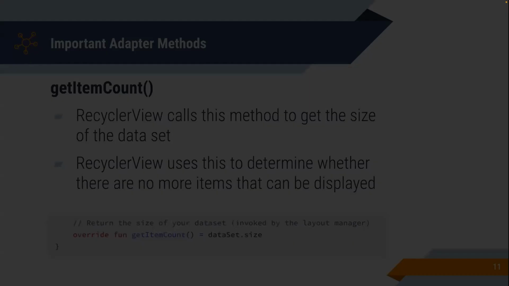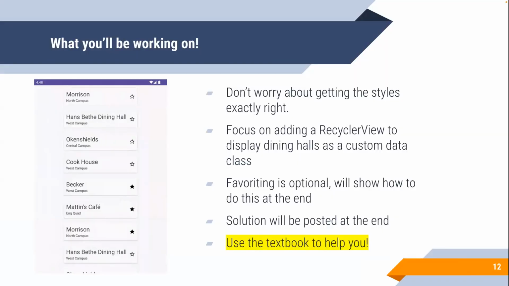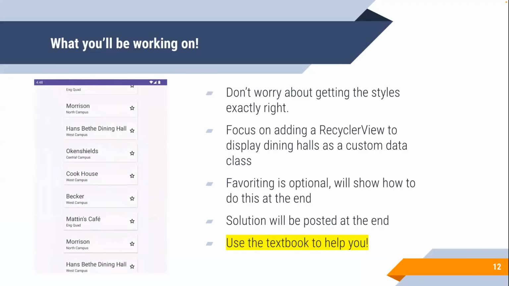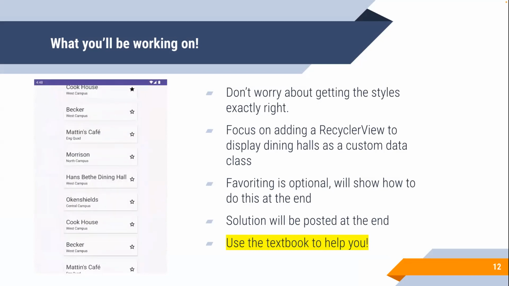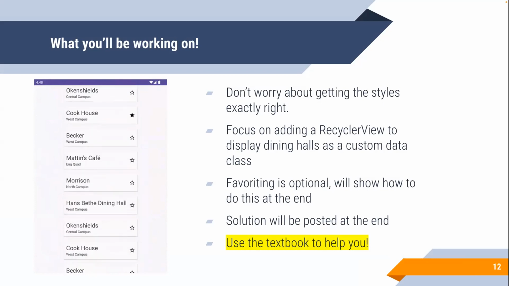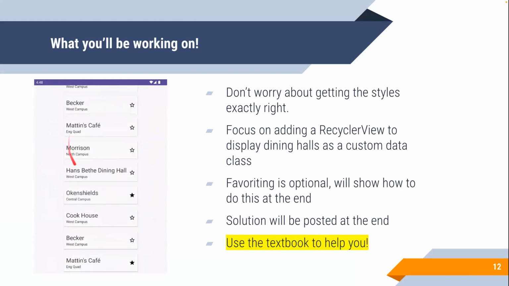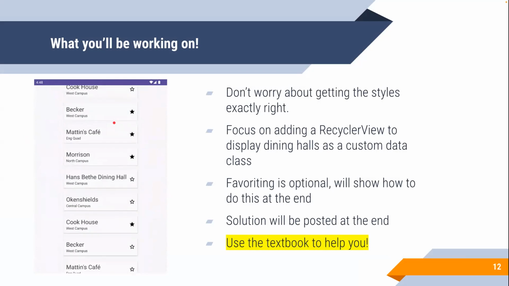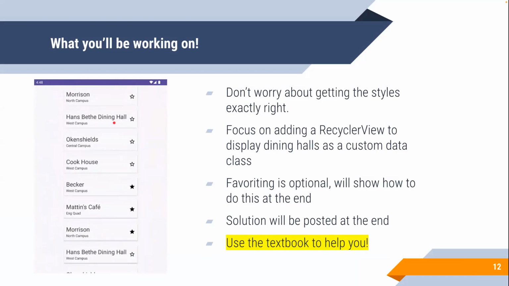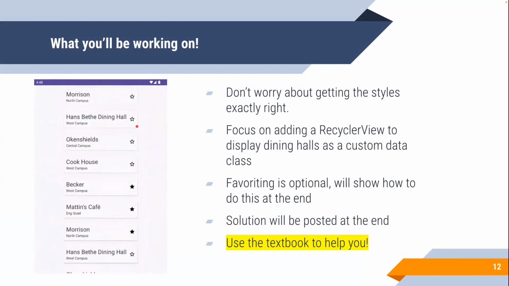Does anyone have any questions on any of the adapter methods, what they do, what you'll need to implement? Okay. Great. So then you should all be ready to work on this. This is what you'll be working on. Basically the idea is it's Eatery, but we stripped away all the app's features. We have this list of different eateries, and each eatery gets its own eatery card, right? And each eatery card has a favorite button on it, and we want to be able to favorite eateries.